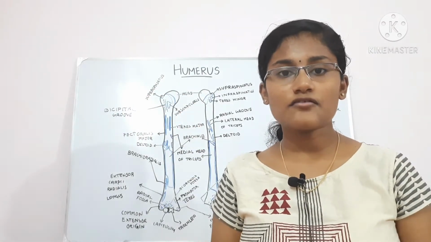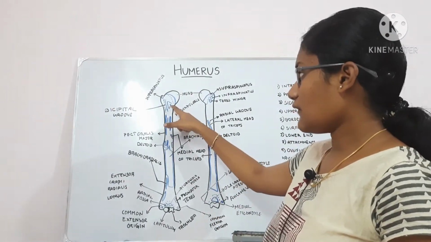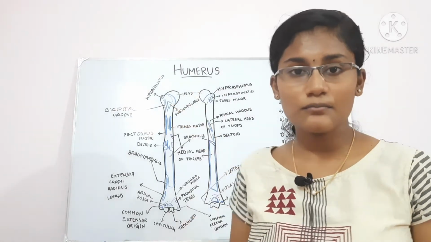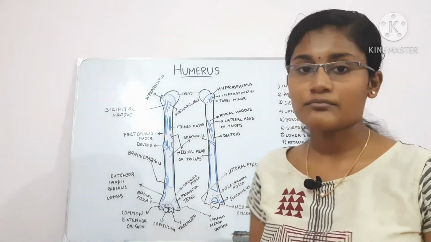Okay, now let's talk about the lesser tubercle. The lesser tubercle is an elevation on the anterior aspect of the upper end of the humerus, and the lesser tubercle gives rise to the subscapularis muscle.